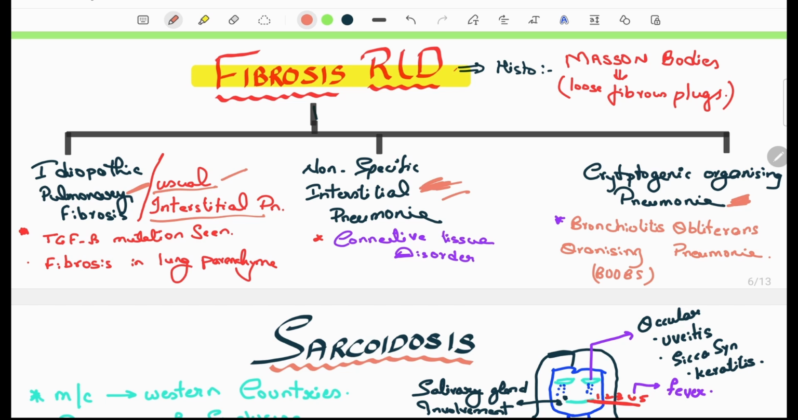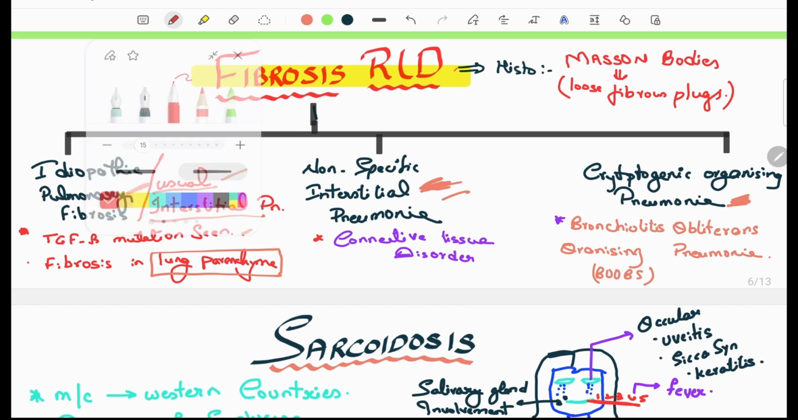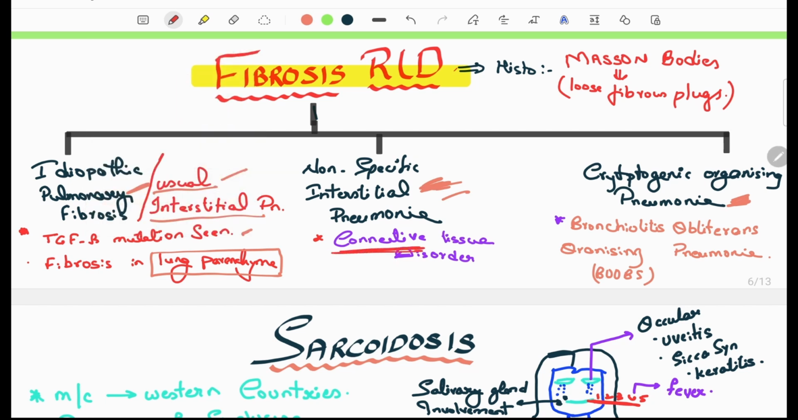In the first one, we can see TGF beta mutation and fibrosis takes place in the lung parenchyma, whereas in non-specific interstitial pneumonia, we see connective tissue disorder. There is disorder in the connective tissue in non-specific interstitial pneumonia. And the last one is cryptogenic organizing pneumonia. In this, we can observe BOOP, meaning bronchiolitis obliterans organizing pneumonia.